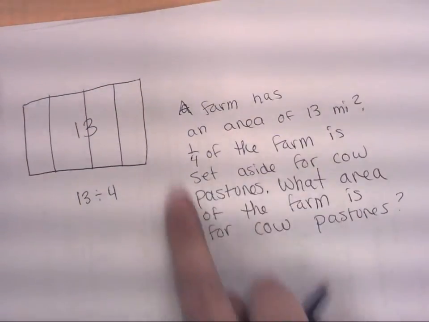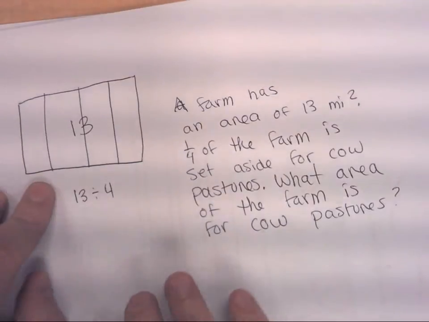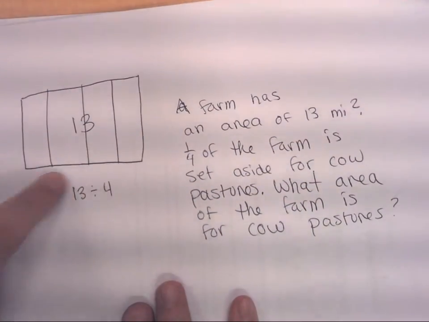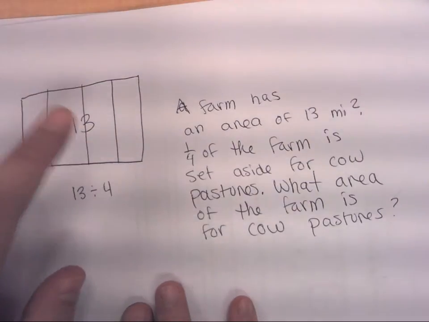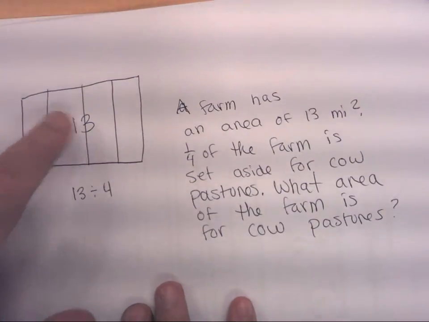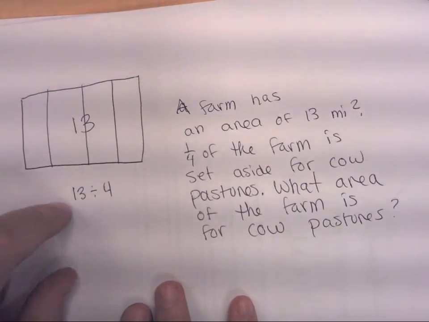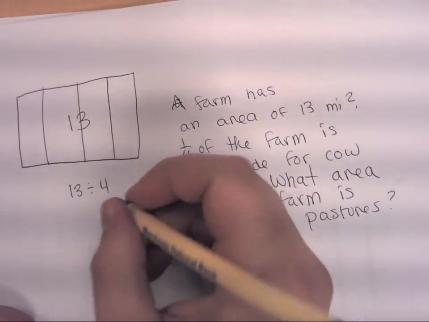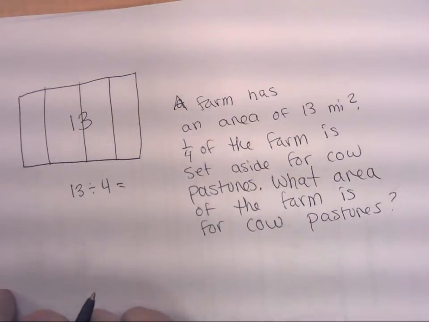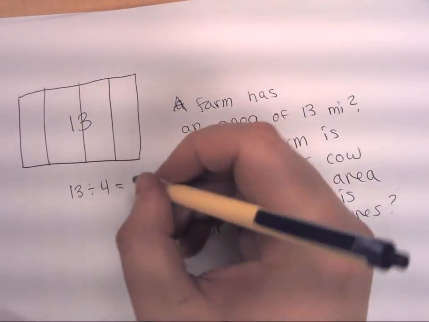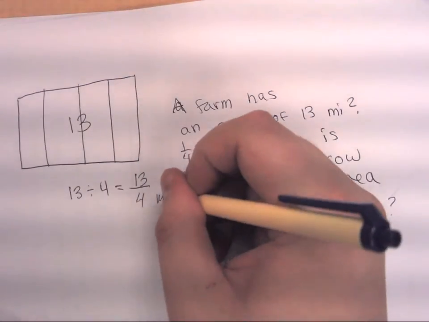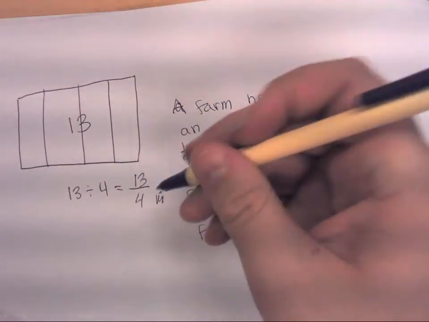Okay. Now this question can be answered by a diagram right here. Okay, so we have a farm, and it has an area of 13 square miles. We want to figure out what 1/4 of that 13 is, so we divide 13 by 4. We remember that fractions and division are really two different ways to say the same thing. So 13 divided by 4 is 13 fourths. And that's it. That's the answer.